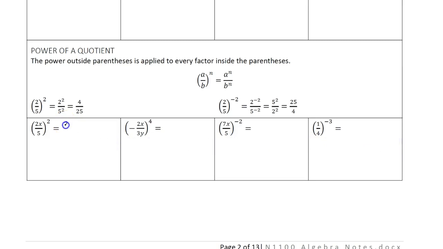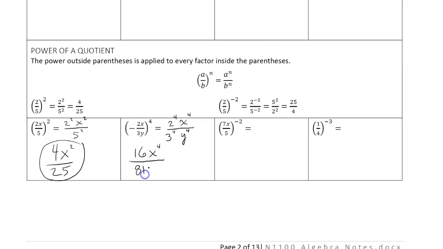Now that you have tried it, check your work. 2x over 5, squared, is 2 squared times x squared over 5 squared, which is 4x squared over 25. A negative number inside the parentheses to an even power becomes positive, so we get 2 to the 4th times x to the 4th over 3 to the 4th times y to the 4th, or 16x to the 4th over 81y to the 4th.